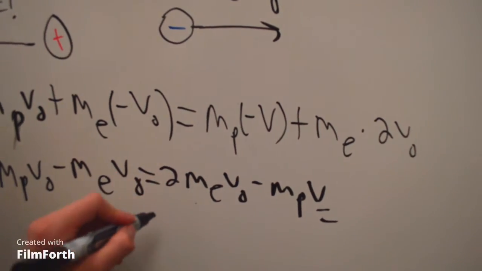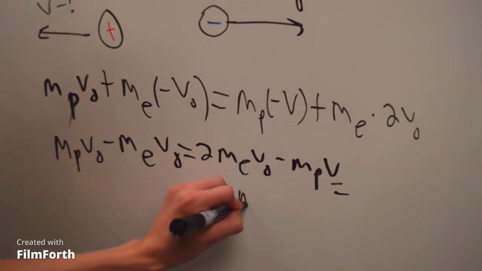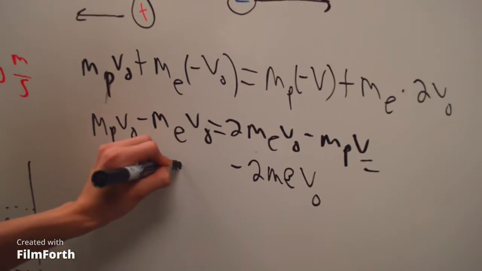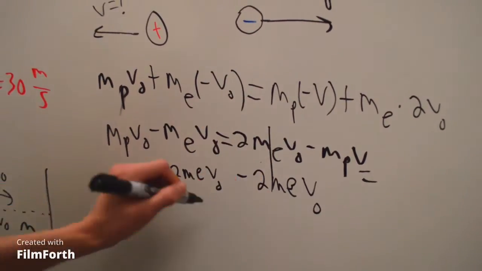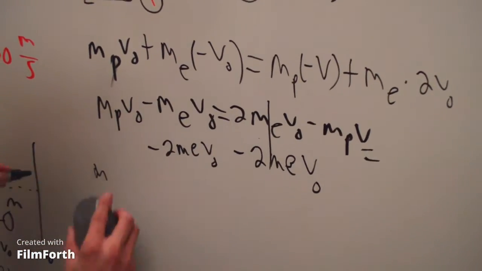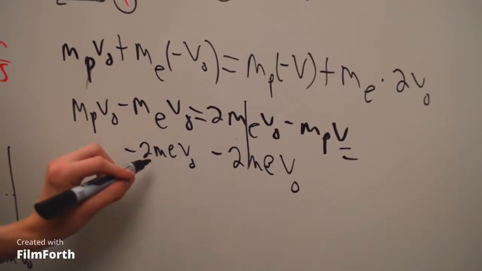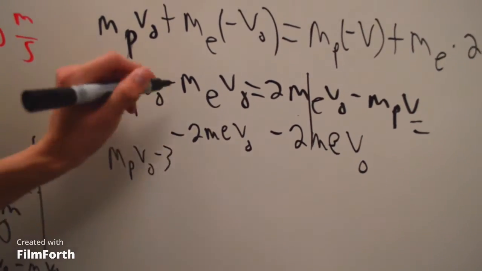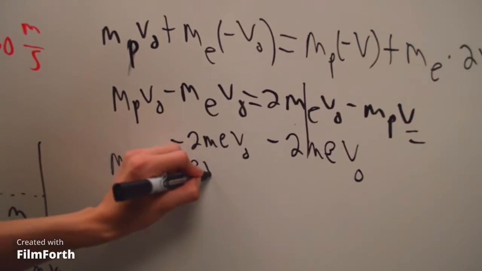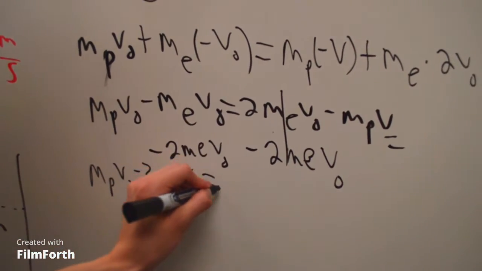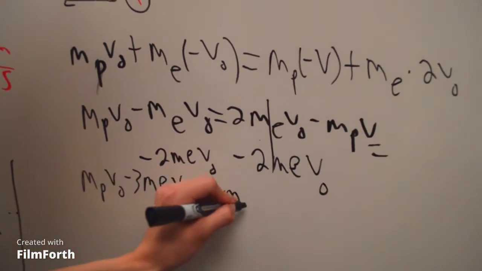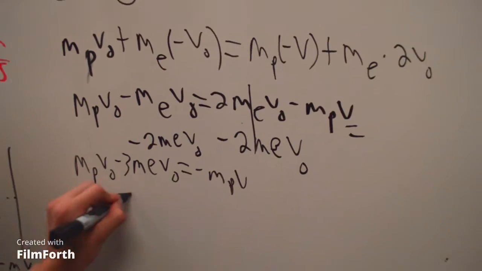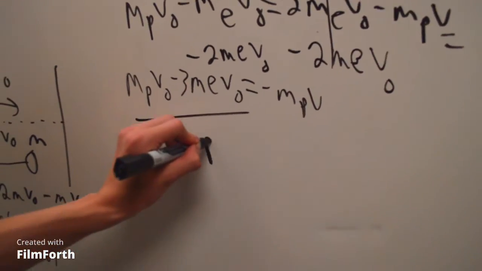So let's see, we can subtract the final momentum of the electron on both sides. So therefore they cancel out here. And then we get MP, and let's combine like terms. I can see here they are the same. So the initial momentum of the proton minus 3 times the initial momentum of the electron equals the negative of the final momentum of the proton. So we're isolating for v. Divide both sides by the negative mass of the proton.